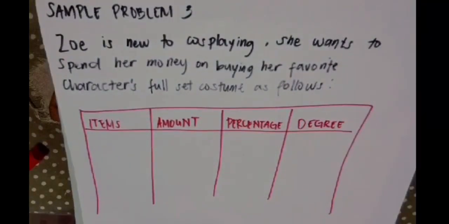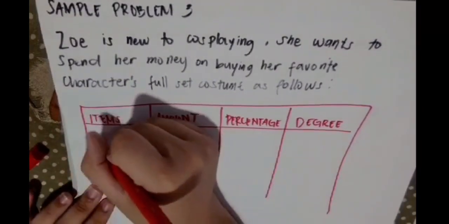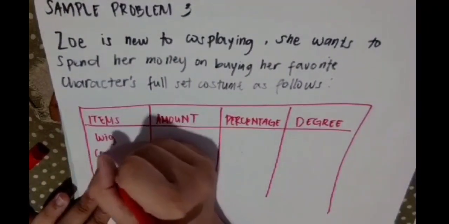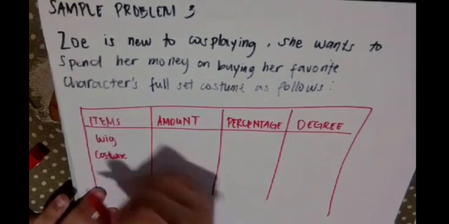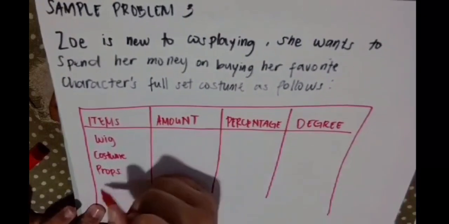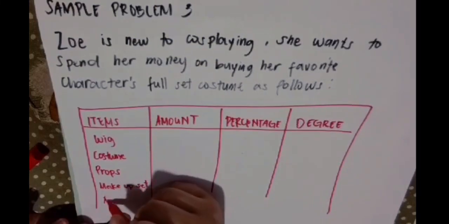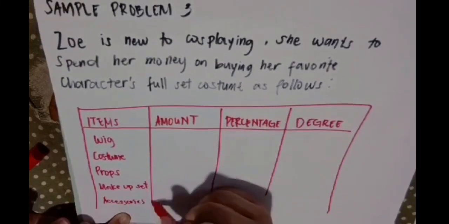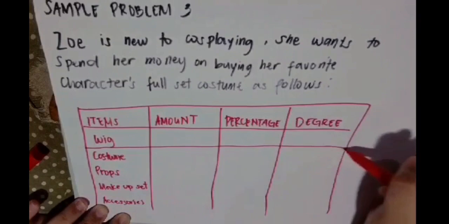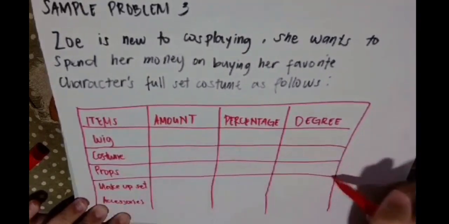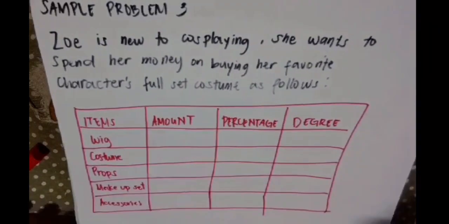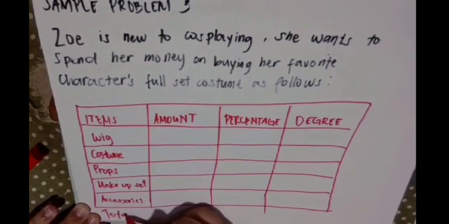So what are the items? Of course, when cosplaying, you need a wig. Next, you have your costume. Next, you need your props, of course. You need a makeup set. And lastly, your accessories. So let's put some lines. And of course, don't forget to put the total over here.